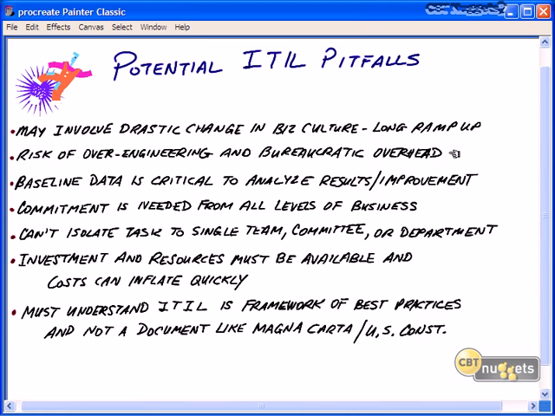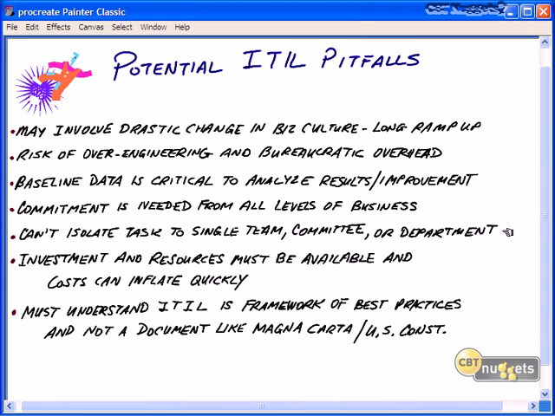Also, if your company doesn't have baseline data and a baseline analysis, you're going to have a tough time evaluating the results of an ITIL strategy. It's critical to have a baseline in place to analyze improvement. Also, for this to work properly, you have to have commitment from all levels of business, from the stakeholders to the board of directors to upper management to middle management, all the way down to the worker. Also, ITIL cannot be implemented in just a single department or a single business unit. You can't isolate the tasks of IT service management to just a single team of people or a steering committee or a department. It needs to be a global, comprehensive solution.